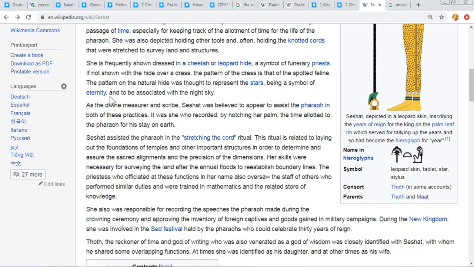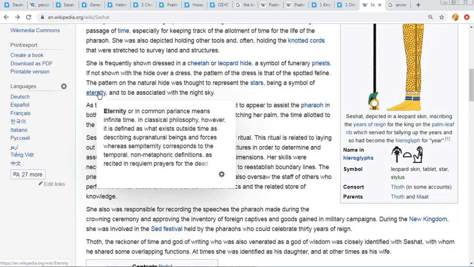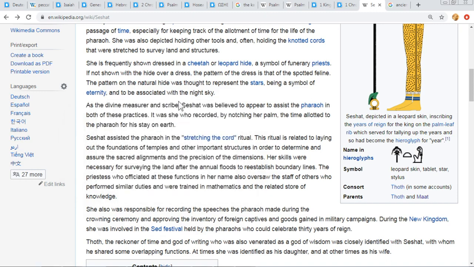And that would be Genesis 15. Don't take their word for it. Read through it. It has a different meaning. I was just reading it before I got here. It's a good chapter. It talks about how the world was created with the stars. Divine measure and scribe. Seshat was believed to appear to assist the pharaoh. Both of these practices. She recorded by notching her palm the allotted time of the pharaoh for his stay on earth.